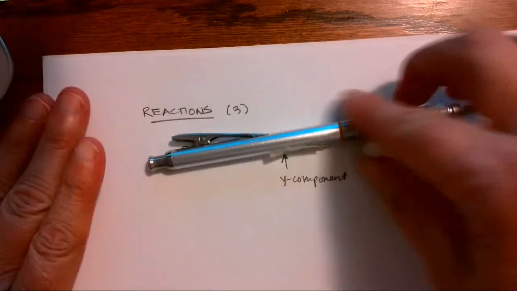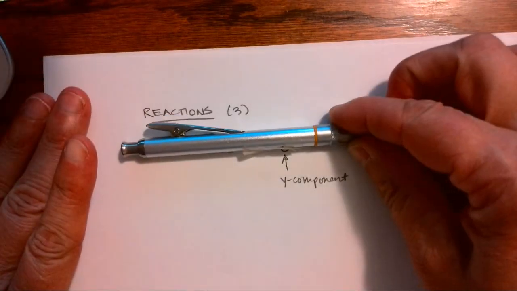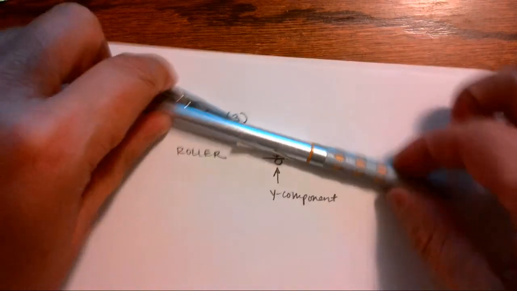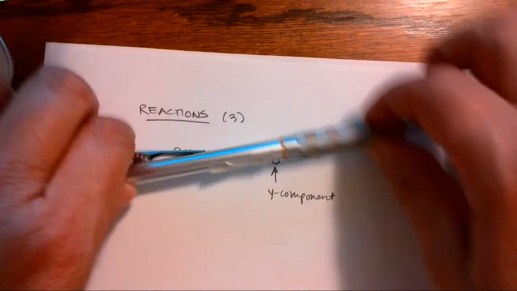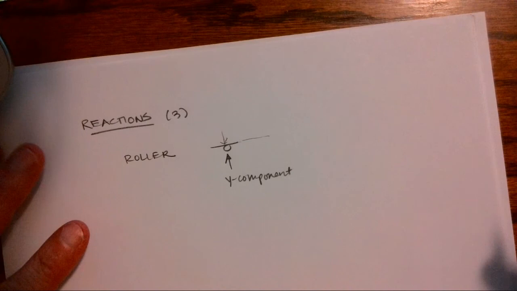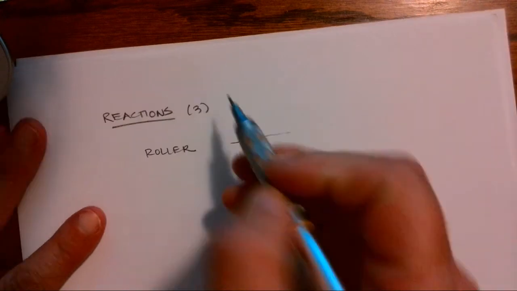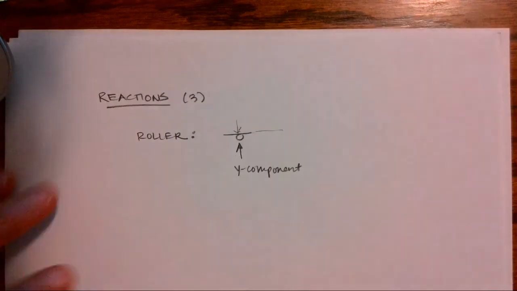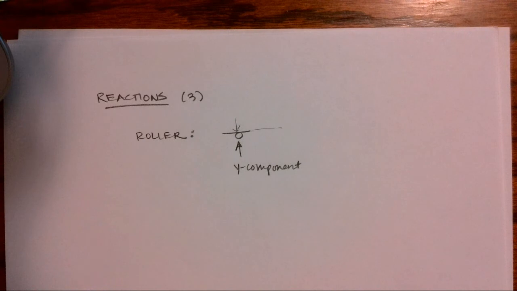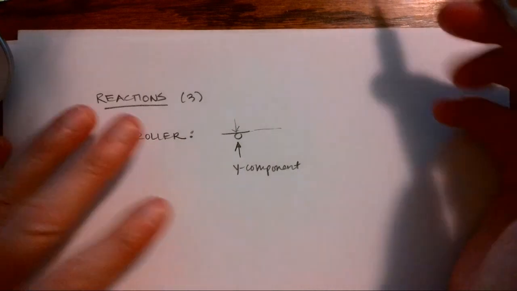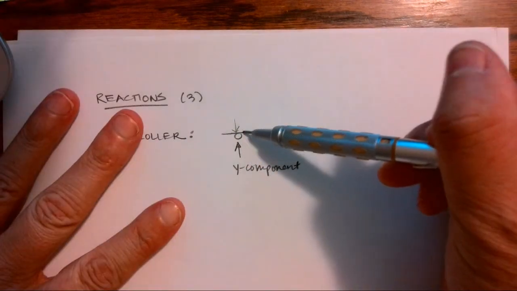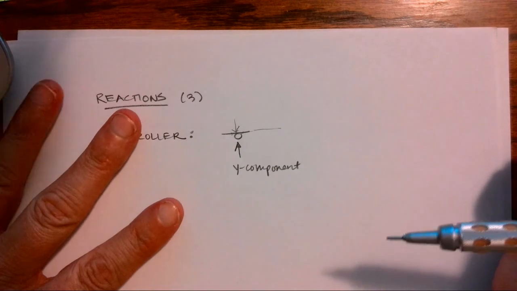If I put my little pencil up here and I make it like a teeter-totter, then we're going to have rotation right around that roller. If we have translation, we don't have any resistance. So when we say something is a roller, then it's going to have one direction in which we are preventing translation, and it's perpendicular to the surface that we are sitting on.